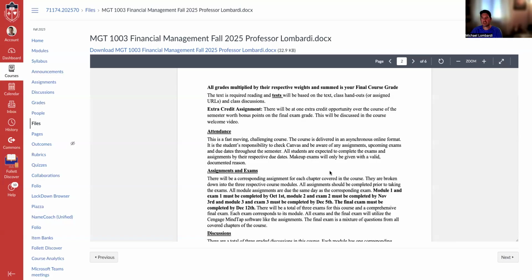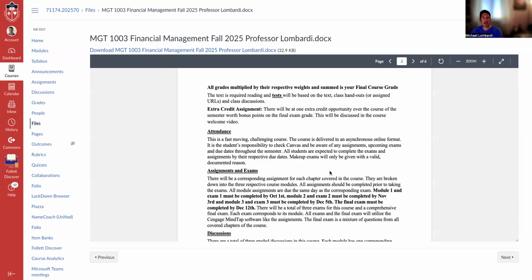Now, once again, this is a fast-moving, challenging course. It's delivered in an asynchronous format, and it's the student's responsibility to check due dates and be aware of any upcoming assignments or due dates throughout the semester. All students are expected to complete the exams and assignments by their respective due dates.